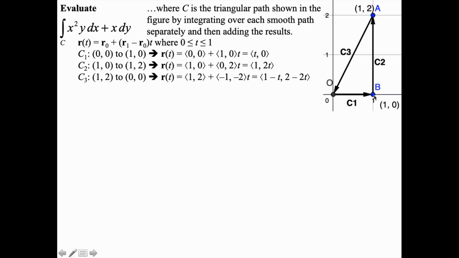Now if we're going to parametrize C2, which is this vertical piece, we start at 1, 0, which is down here. We go to 1, 2. So we have the initial vector 1, 0, plus the difference, of course, 0, 2 times t. And we come up with this expression for the parametrization of C2 in vector form, 1, 2t. Now with C3, we're going from 1, 2 to 0, 0. So starting at 1, 2, we subtract and get negative 1, negative 2 times t. And so here we have the final parametrization of this segment C3 going from the point 1, 2 to the origin.